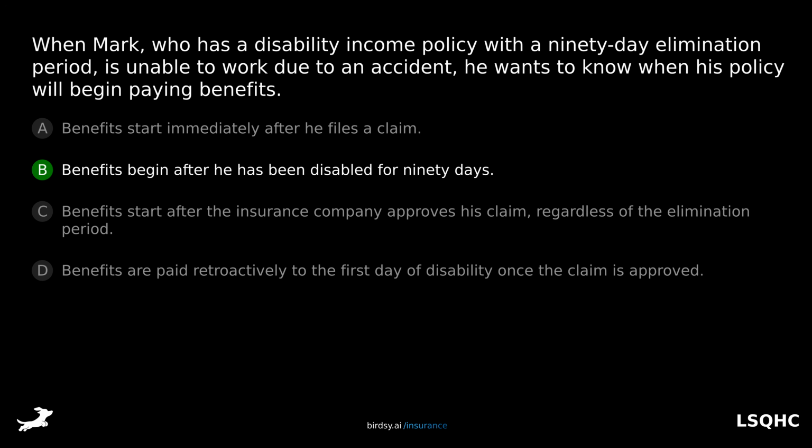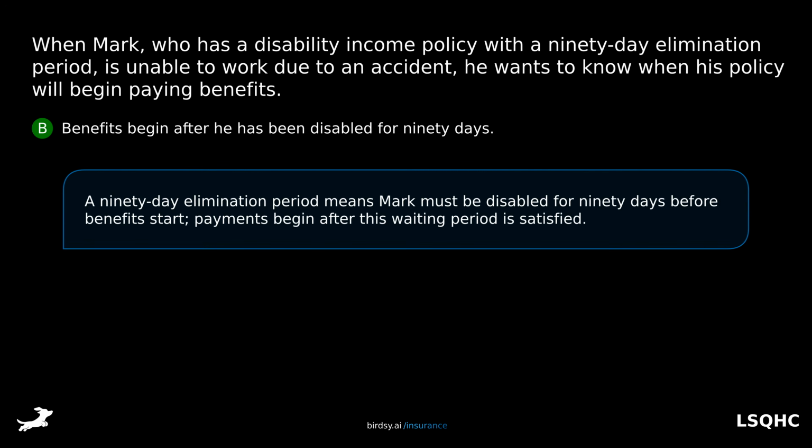The correct answer is B. Benefits begin after he has been disabled for 90 days. A 90-day elimination period means Mark must be disabled for 90 days before benefits start. Payments begin after this waiting period is satisfied.